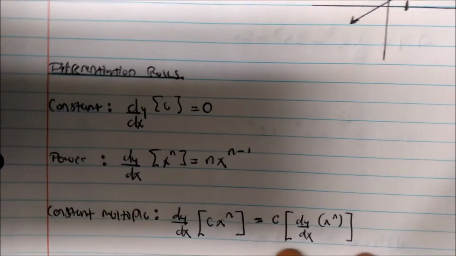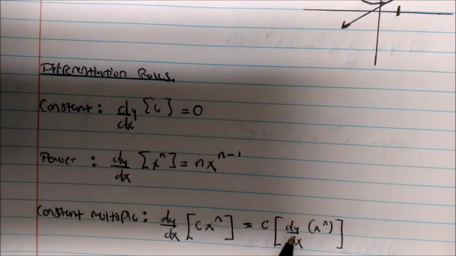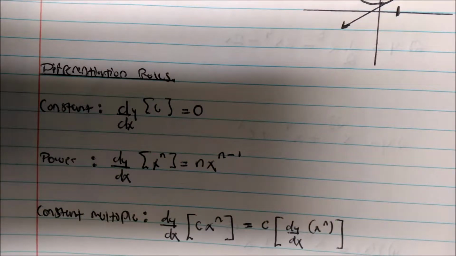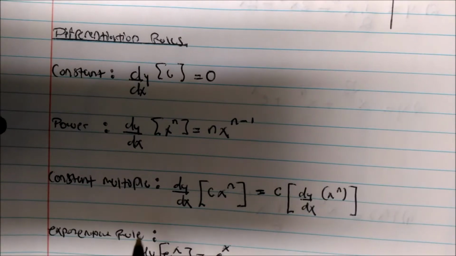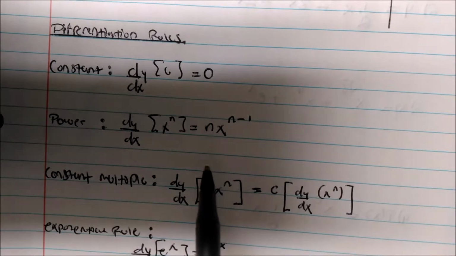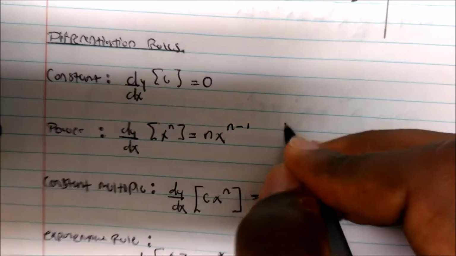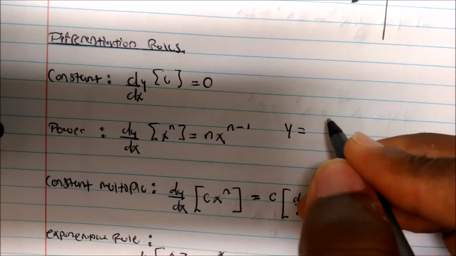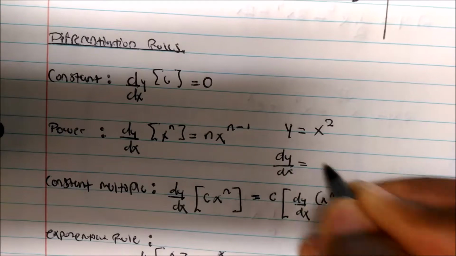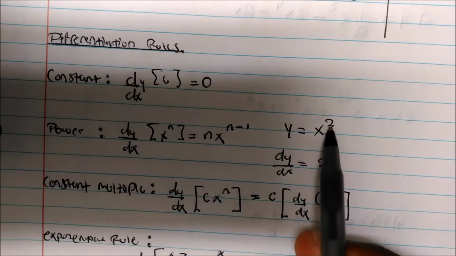Now let's look at the rules. The derivative of a constant is zero, right? So in this case, for any number, the derivative of that is zero. Let's look at the power rule. The derivative of x to the n is equal to n times x to the n minus 1. All right, so what does that mean? If you have something like y is equal to x squared, well, dy/dx of that is just 2x, right? Because you're going to bring down this 2, which is the n, and then take 1 minus that.